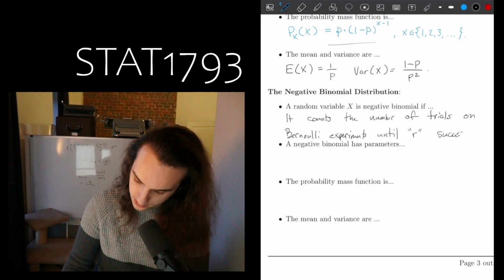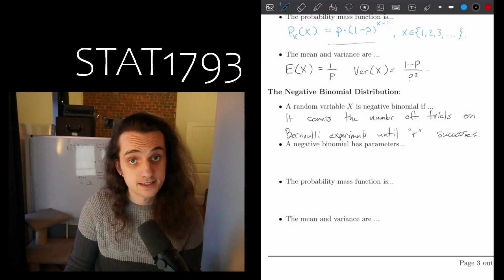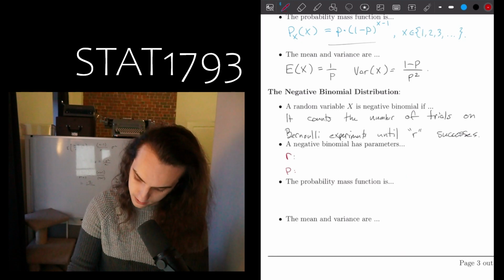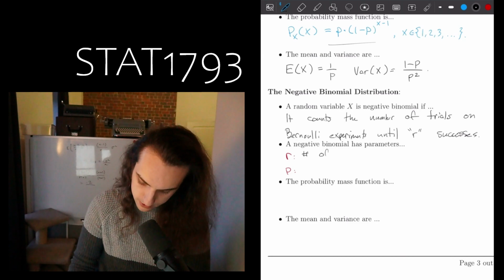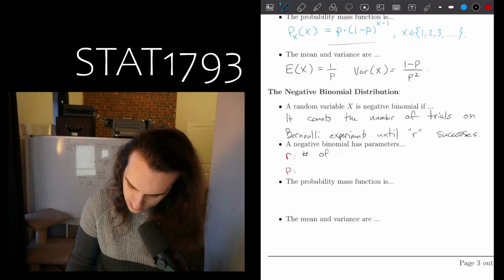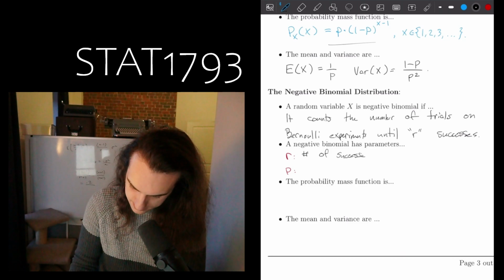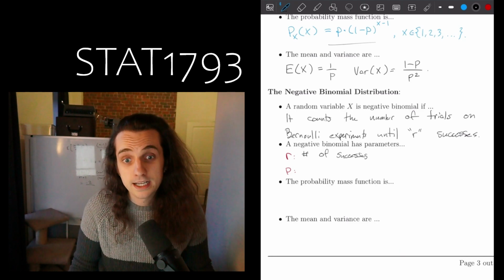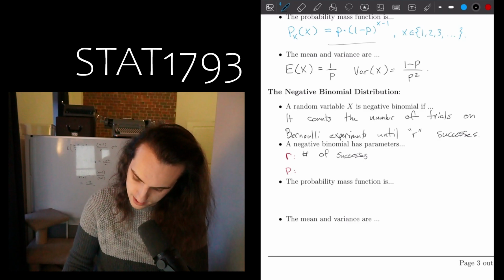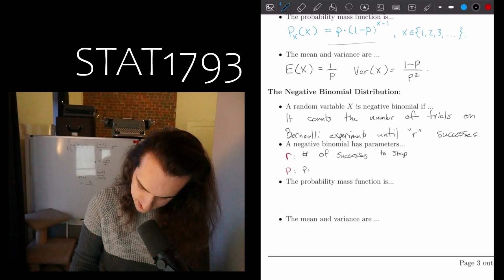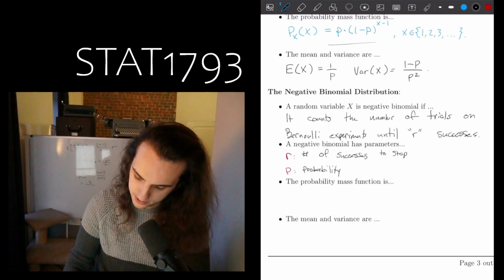So like the geometric, we're going to keep performing the experiment until we see successes. However, in the negative binomial's case, we need this second parameter here, r, which is the number of successes. And so if you take r to be equal to 1, then the negative binomial and the geometric are exactly the same thing. But if you take r to be anything else, then it's going to be a different distribution. So you might want to know how many times it's going to take me to toss a coin until I see 10 heads, for instance. So r is the number of successes to stop, and p is going to be the probability of success, right? And again, we're assuming that all of these are independent with constant probability of success.